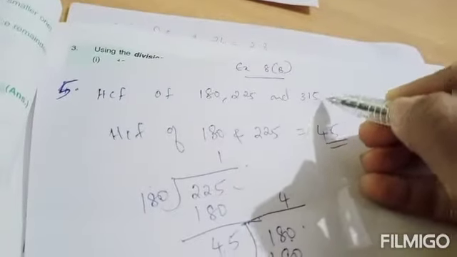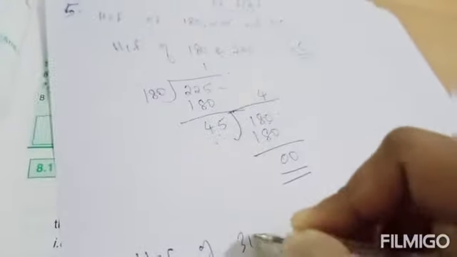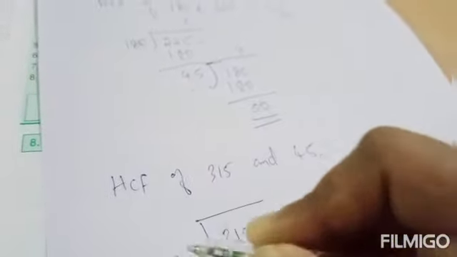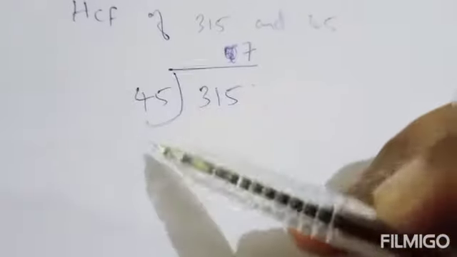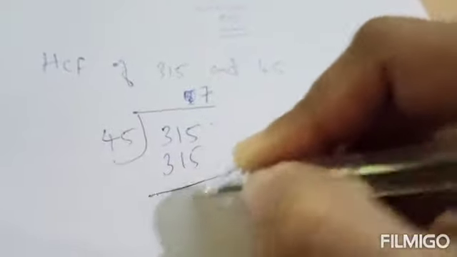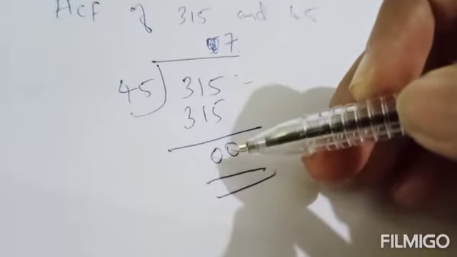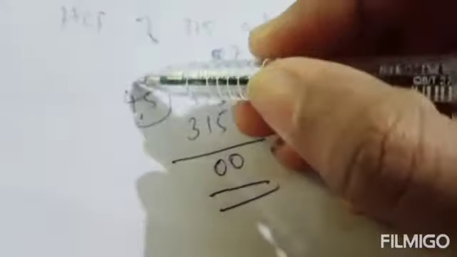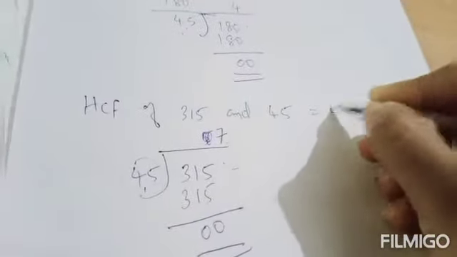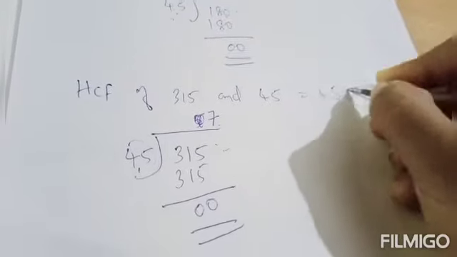Next step is to find the HCF with the third number, here it is 315, and the HCF we obtained just now, that is 45. So divide 315 by 45. 45 into 7 is 315. So you will get the remainder 0. At the first step itself you got the remainder 0, so the HCF will be the divisor, that is 45. HCF of 315 and 45 is 45.